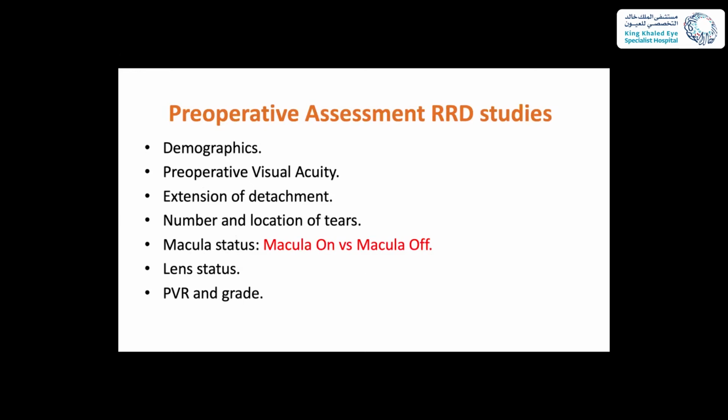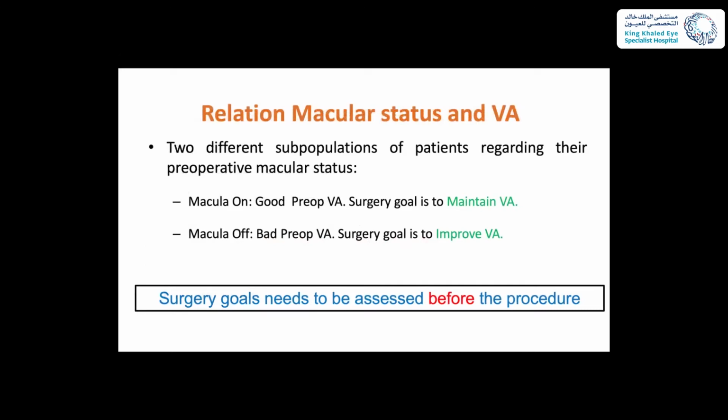So when we talk about preoperative assessment for retinal detachment research, we usually get demographics for the patient, age, sex, etc. We always record the preoperative visual acuity, the extent of detachment, number and location of tears, and something very important, macula on and macula off patients. That's key. Also the lens status and the PVR grade; these are characteristics that we need to assess during our research.